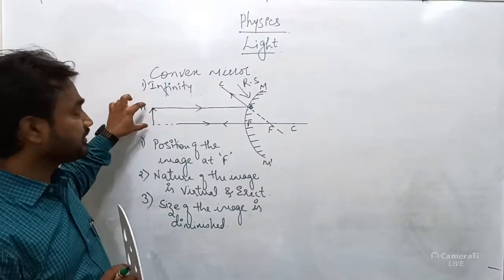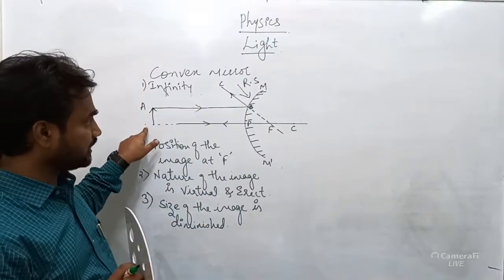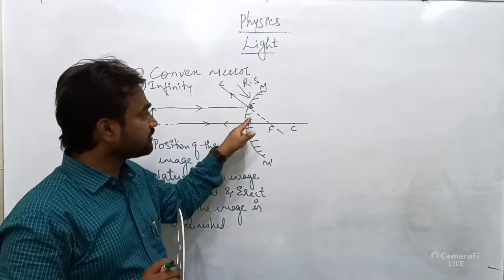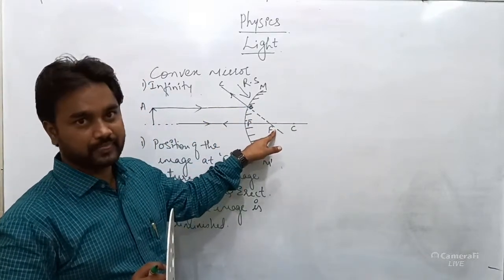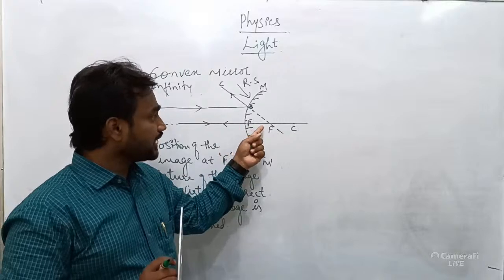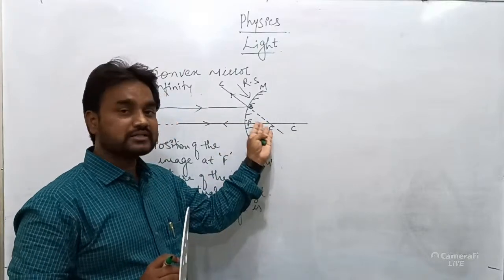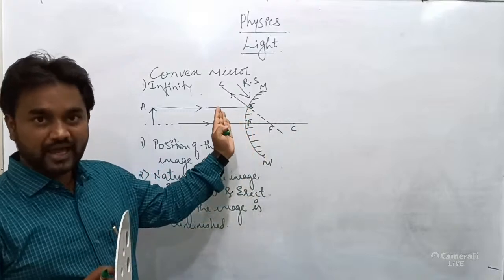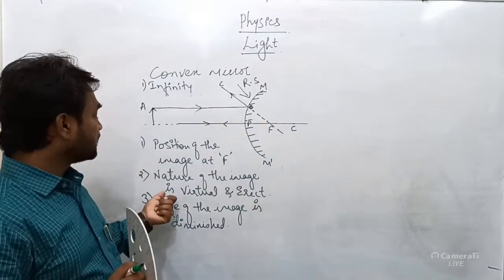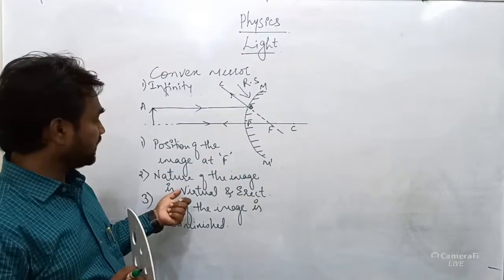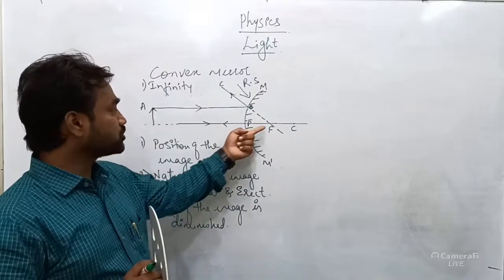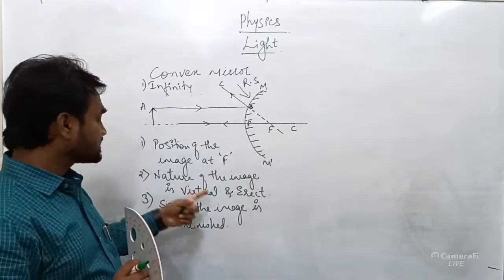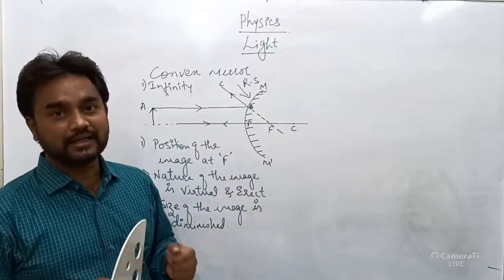So what we have done: we have taken the object which is kept at infinity, and after drawing the ray diagram, we found that the two reflected rays are meeting at point F. Since the meeting point of the reflected rays is behind the convex mirror, the nature of the image is virtual and erect, and the position of the image is at F because they are meeting at point F, and the size of the image is diminished.